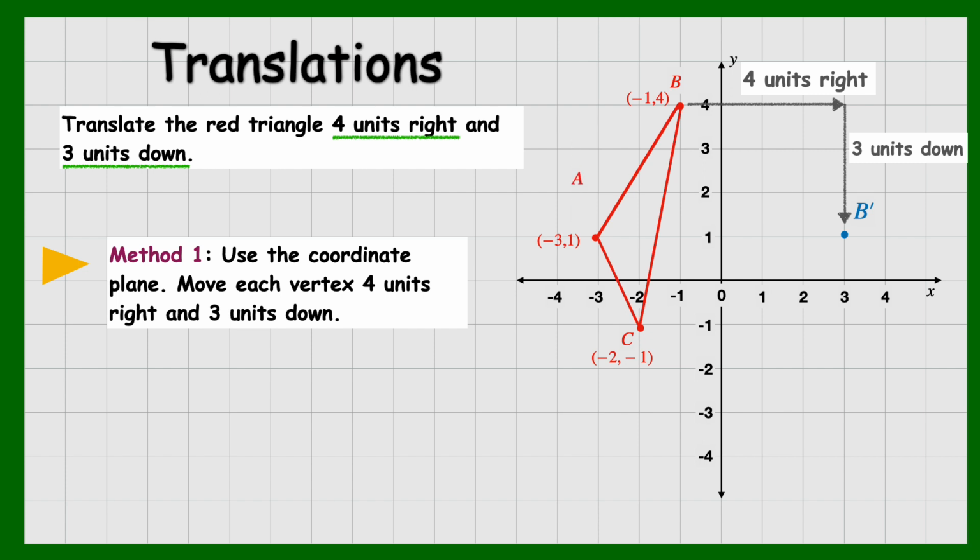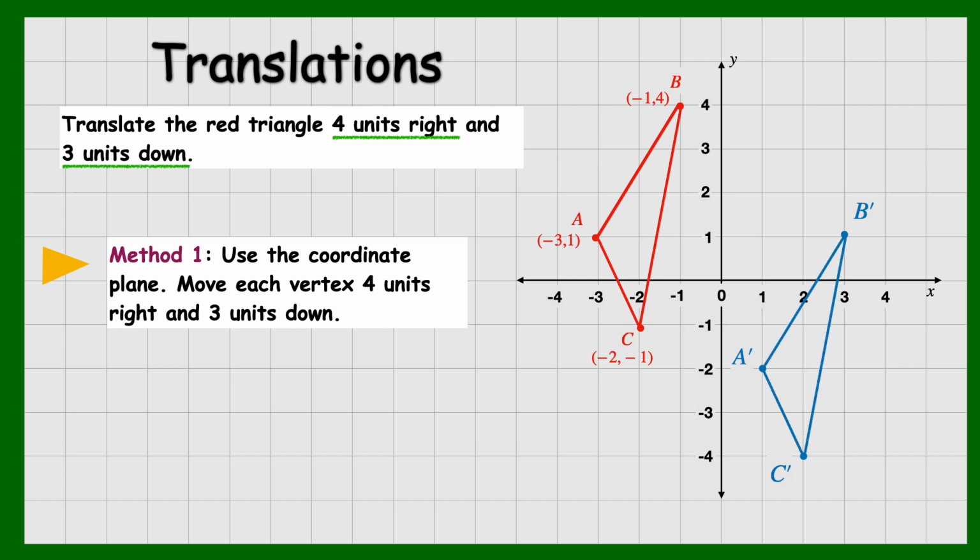Next, let's move point A. Again, we'll move 4 units right and 3 units down. And this new point is A prime. We have one more point to translate, point C. Moving 4 units right and 3 units down, we have our new point, C prime. Next, we need to close up the triangle by connecting the vertices.